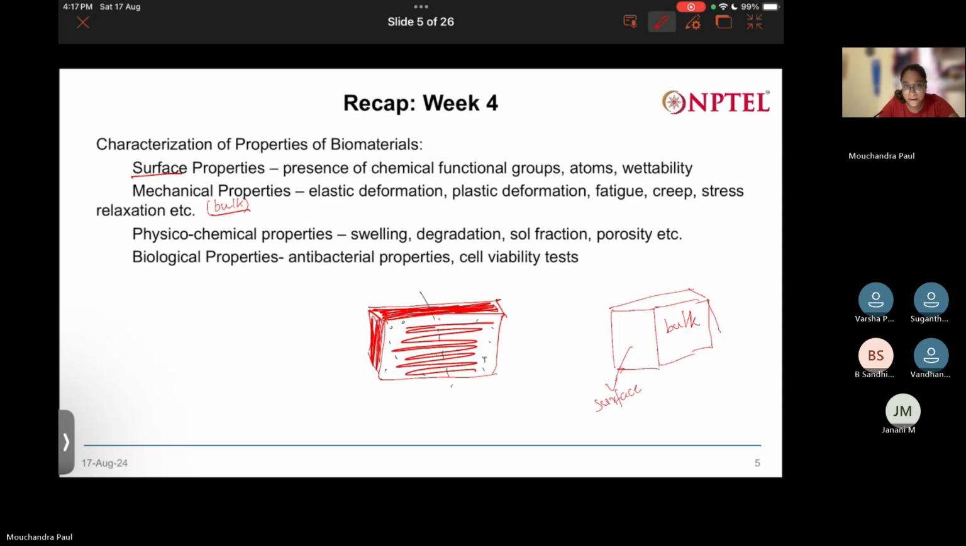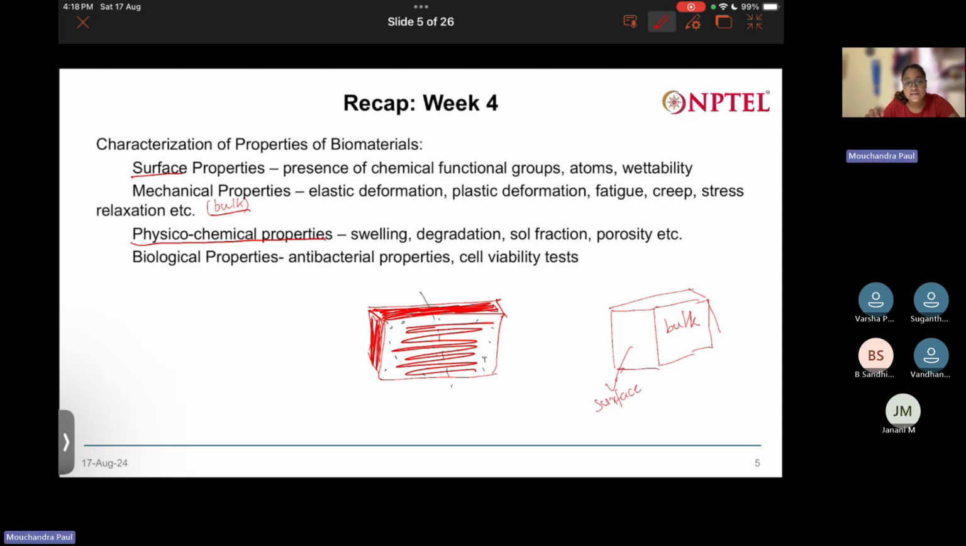Then apart from bulk properties, we are also interested in knowing the physico-chemical properties. So physico-chemical properties include, if it is a hydrogel, how much it is going to swell or how much it is going to shrink. Then degradation, the rate of degradation, how fast it is degrading. Then, if it is a hydrogel again, how much is the gel fraction and how much is the water or solution fraction. Then what is the porosity within the material. So these all come under physico-chemical properties.